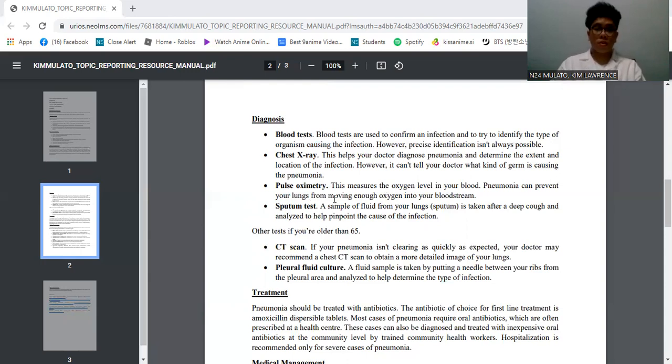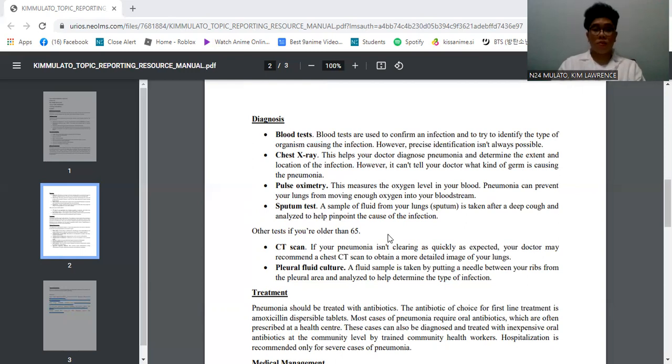Pulse oximetry. This measures the oxygen level in your blood. Pneumonia can prevent your lungs from moving enough oxygen into your bloodstream. Sputum test. A sample of fluid from your lungs, or sputum, is taken after a deep cough and analyzed to pinpoint the cause of the infection.